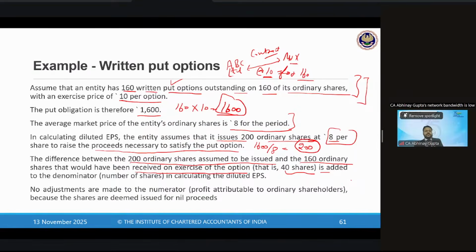So, suppose my original number of shares were say 10,000. Then I have bought back from Mr. X how many? 160. 160. And how many I have issued to arrange the cash, which I eventually paid to Mr. X? 200. 200. So, my closing number of shares would be how much?